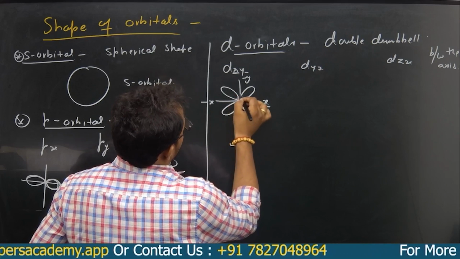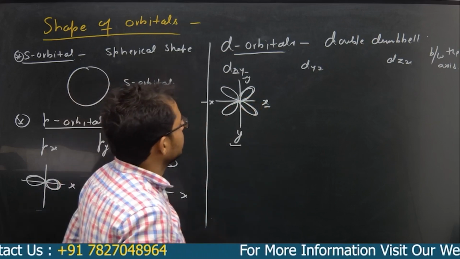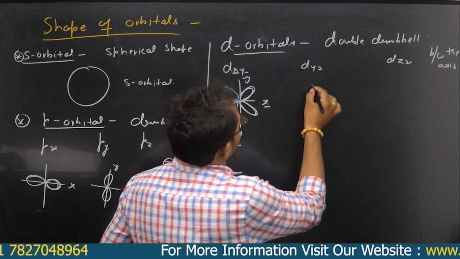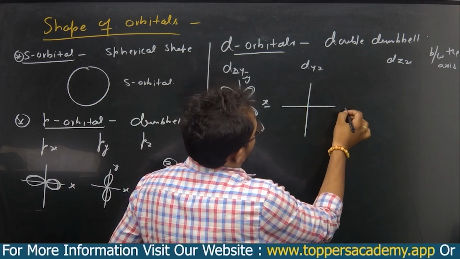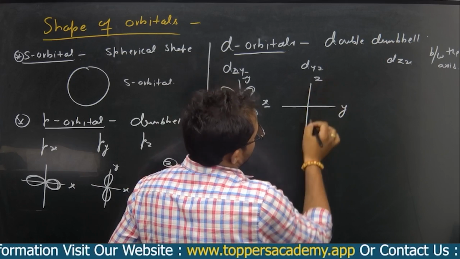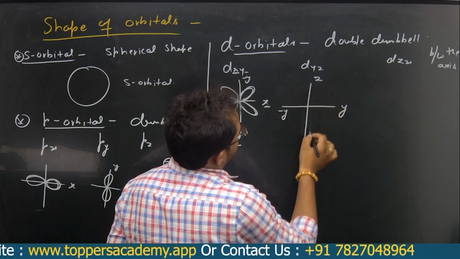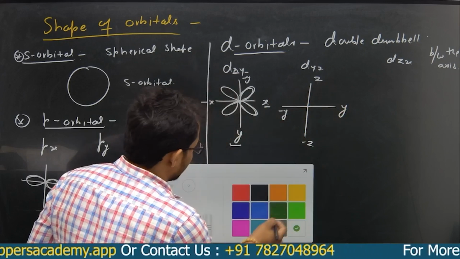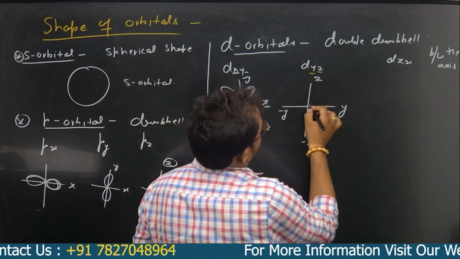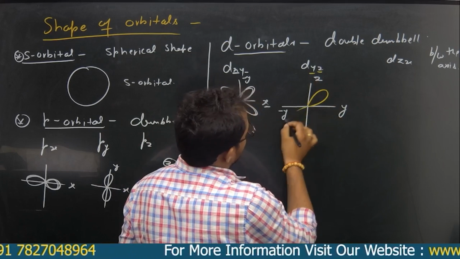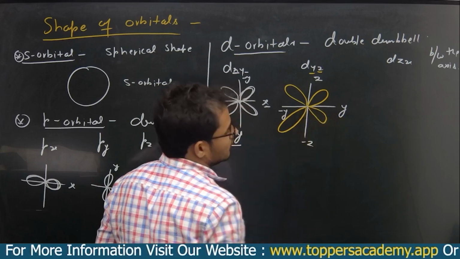So this is the shape of the d orbital, right? The dyz orbital. If I take it as y, I am taking this as z. If it is y, the opposite to it will be minus y, and opposite to this will be z, minus z. So between the axes, that means y and z, yz, between the axes, right?